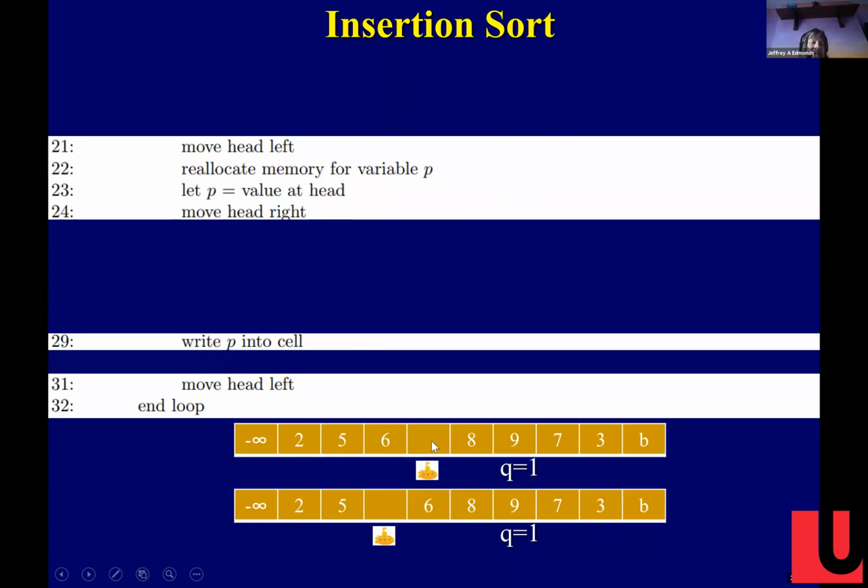I'm trying to get from here to here. How do I get from here to here? I move the head over. I read in the value of 6 into P. I move right. I write the value of 6 onto the tape. I move left again, and I get this picture. Everybody good?